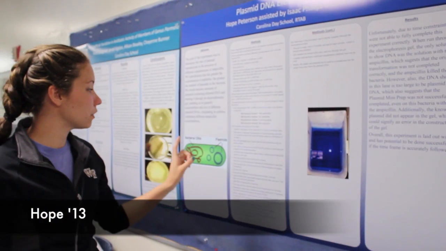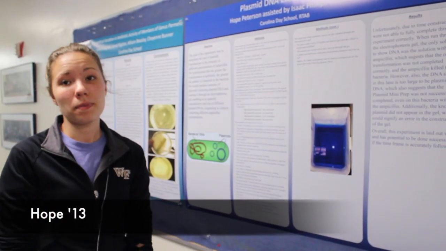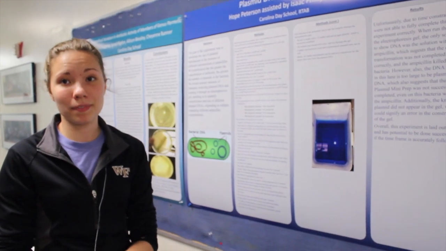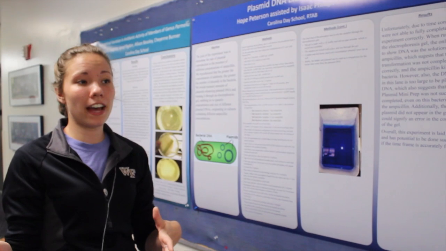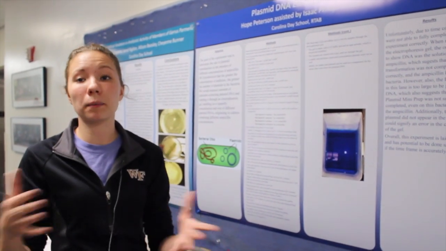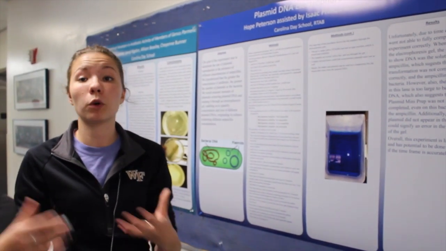Hope's project this year, she found online a technique for extracting DNA in a way that we hadn't done before. What we did was we introduced some plasmids into bacteria to make them antibiotic resistant. And then we put them in different concentrations of antibiotics, hoping that in higher concentration of antibiotic, plasmids would reproduce more quickly and more frequently.